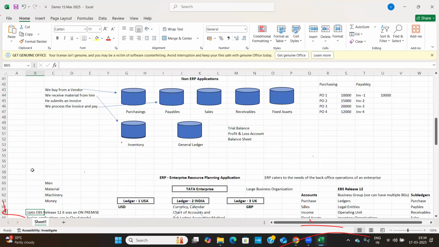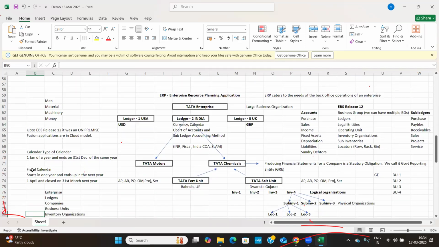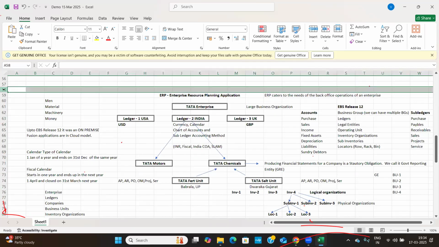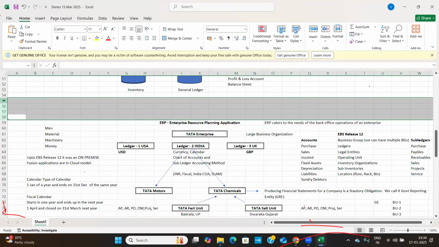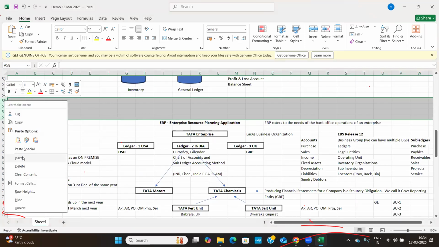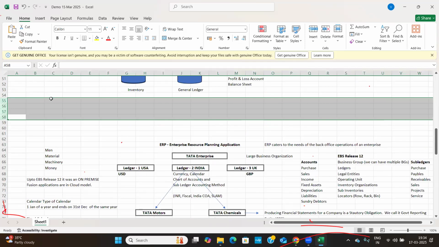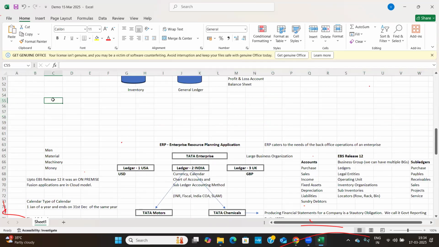So when you say ERP applications, how many ERP applications are there and what is the role of Oracle in that? Where does Oracle stand? Why should I learn the Oracle application? I can give you the answers for that. So here, what are all the ERP applications we have in the market?